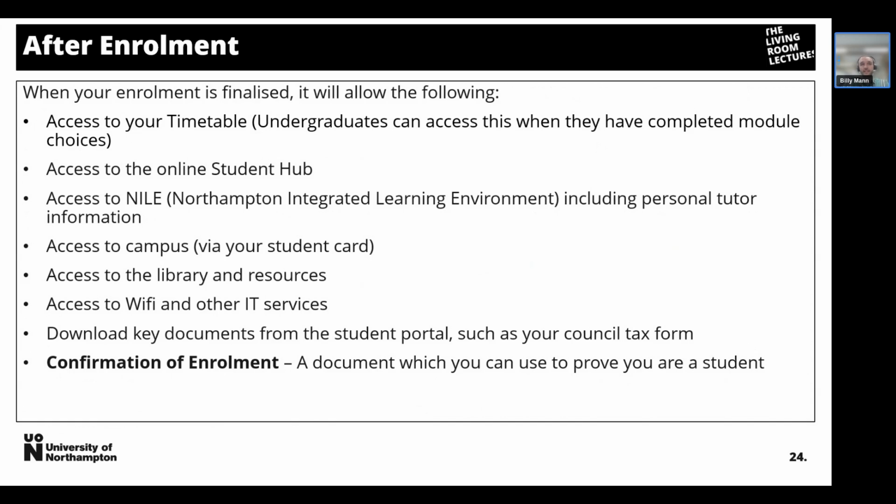You can also access the upper floors of the campus, as we've said, and also the library resources, which are up there as well. The library resources are great, so please do make the best use of them you can. You'll also be able to get on the Wi-Fi and use other IT services. And you can also go onto the student portal and download key pieces of documentation that you'll need to prove you're a student, and also things like your council tax form to become council tax exempt.